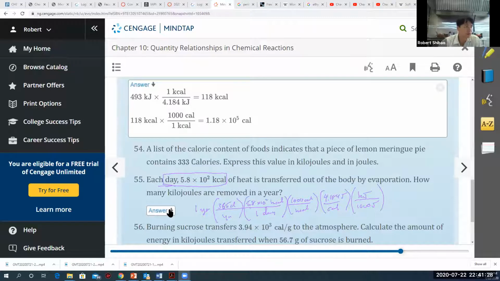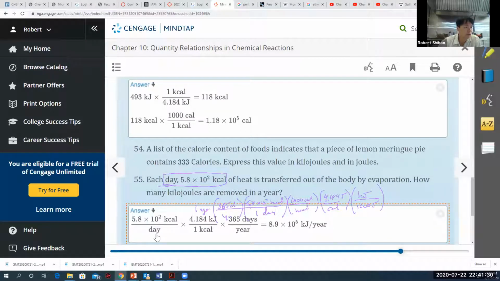This is the way I would have done it. They did it by ratio here. This is fine too. They have kilocalories per day, and then they convert the top into kilojoules, and then they convert the bottom to years. And so you could leave it like this. This is another dimensional analysis type problem where we get this many kilojoules per year. I did it a little bit differently, where I didn't start with a ratio. I just started with a given 1 year. Either way is fine for this particular problem.